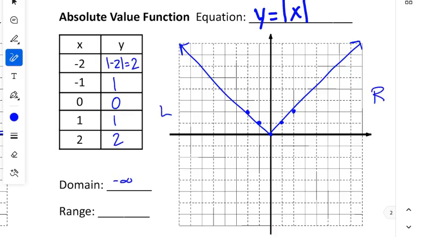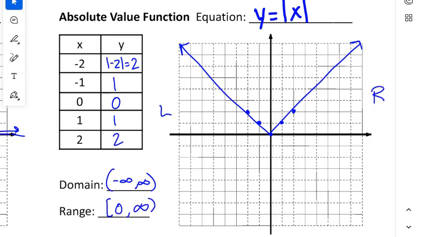Okay, so then domain, left and right. Negative infinity, positive infinity. And range is, it includes 0, so 0 to infinity.